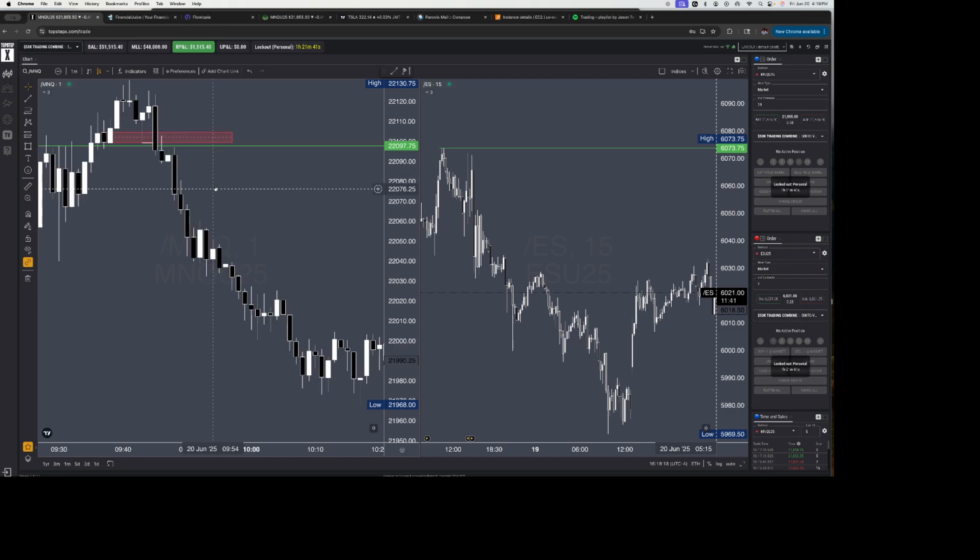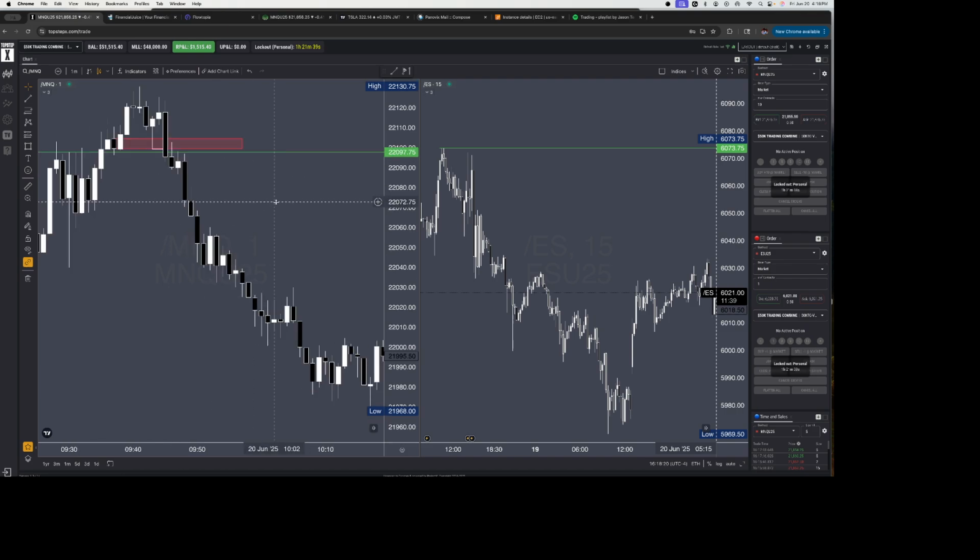But SMT is the easiest one. That's just divergence. I guess for those of you that have used RSI and stuff, you're used to seeing divergences. This is just a divergence in price. It's very, very similar to an RSI divergence. And you can use it that way.